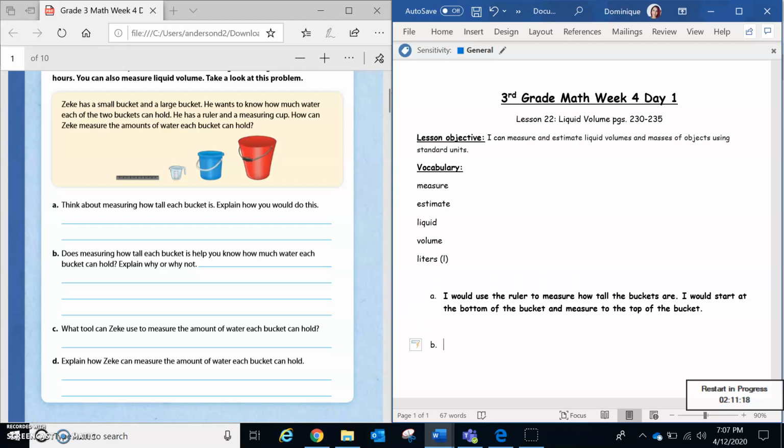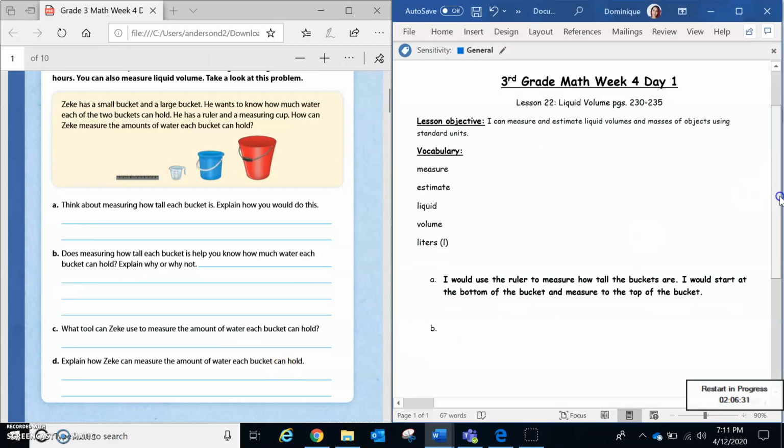All right, B, does measuring how tall each bucket is help you know how much water each bucket can hold? Explain why or why not. So I want us to think about this. If you take your ruler and you measure how tall the bucket is, does that actually tell you how much water you're going to be able to put in your bucket? So if the bucket is maybe 3 inches tall, does that tell you how many cups of water you may put in your bucket? If you said no, you are correct.